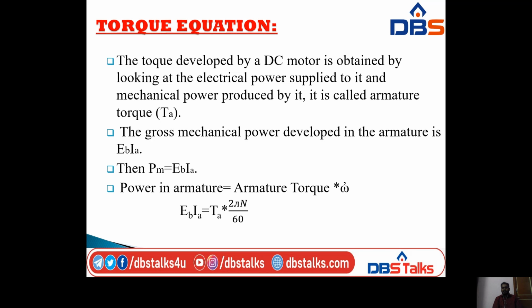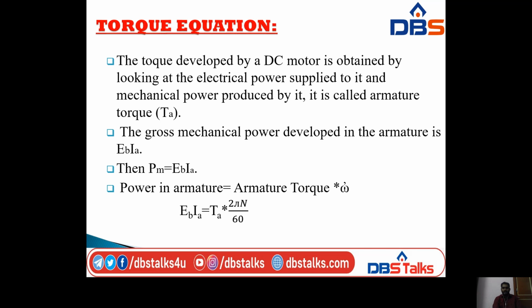The gross mechanical power developed in the armature is EB into IA, where EB is the back EMF and IA is the armature current. So mechanical power developed PM is equal to EB into IA. Power in the armature is equal to armature torque into omega, so in the place of power in the armature I replace EB into IA, that is equal to armature torque tau A into omega, the angular velocity, 2 pi n by 60.